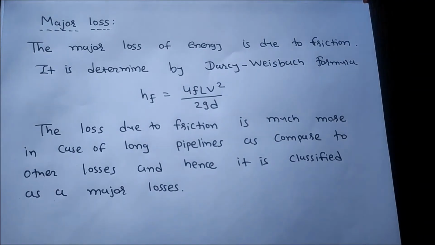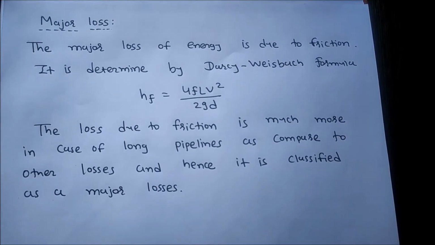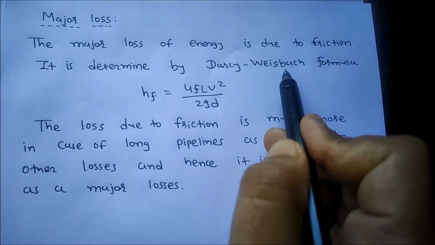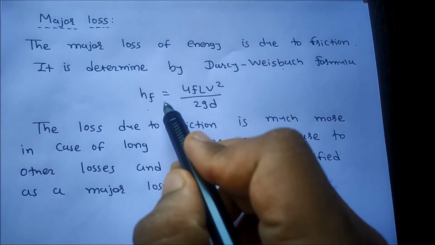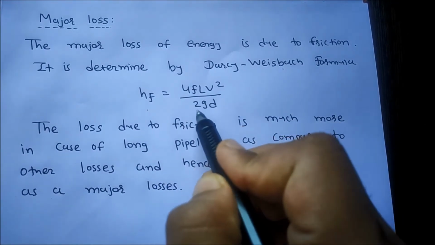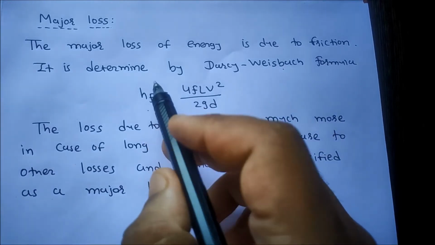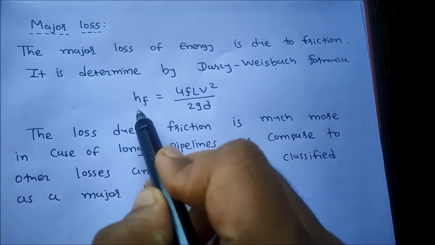So what is the meaning of major loss? The major loss of energy is due to friction, and it is determined by the Darcy-Weisbach formula. And what is the Darcy-Weisbach formula? That is hf is equal to 4f L V square divided by 2gD, where hf is equal to loss of head due to friction.